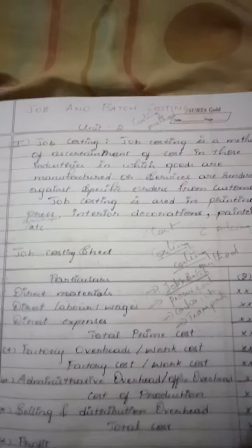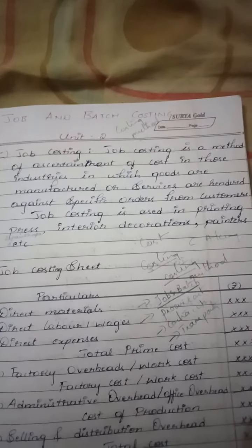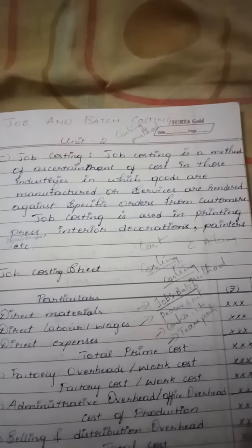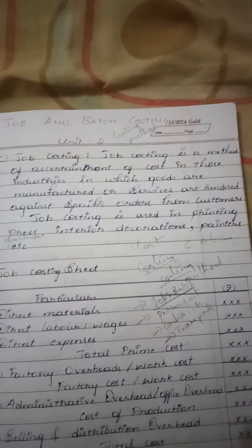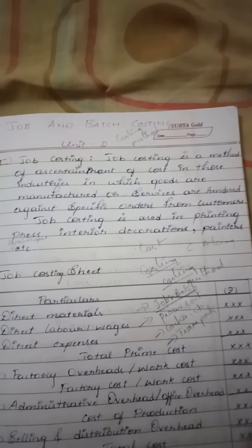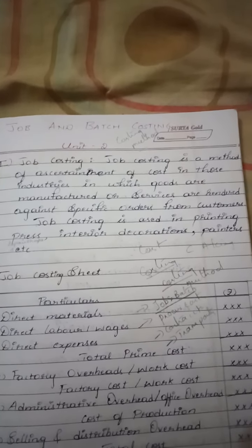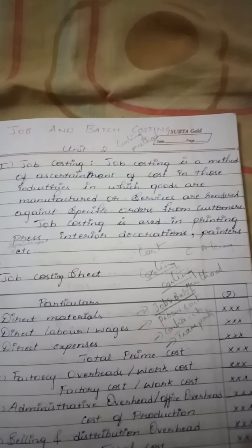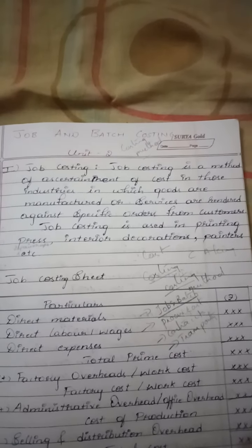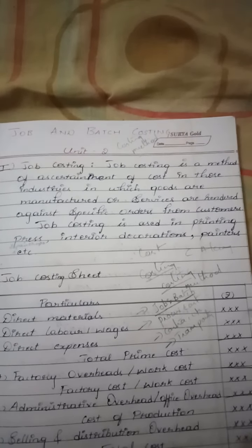So what is job costing? First of all, job costing is a method of ascertainment of cost in those industries in which goods are manufactured or services are rendered against specific orders from customers. To be very specific, customers will order certain products. For example, you can take printing press, interior decoration, cards printing, invitation cards printing.